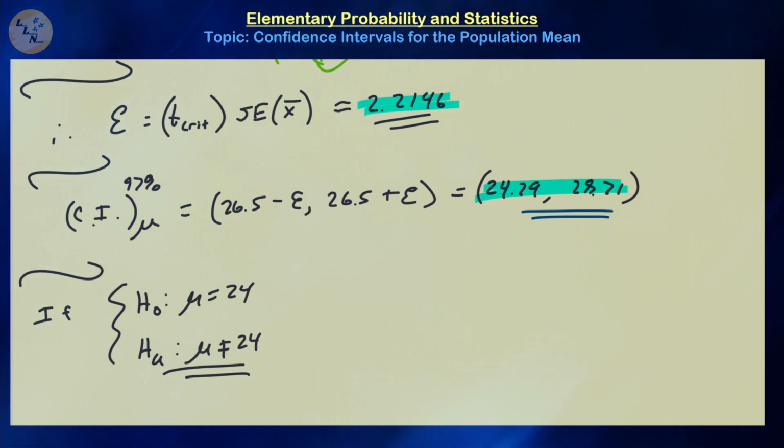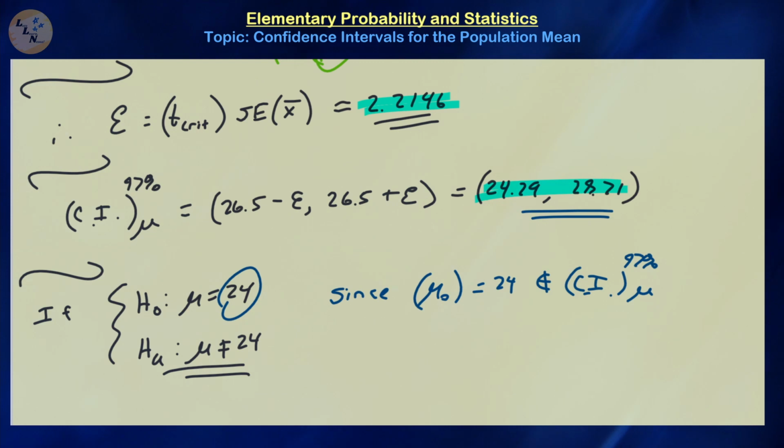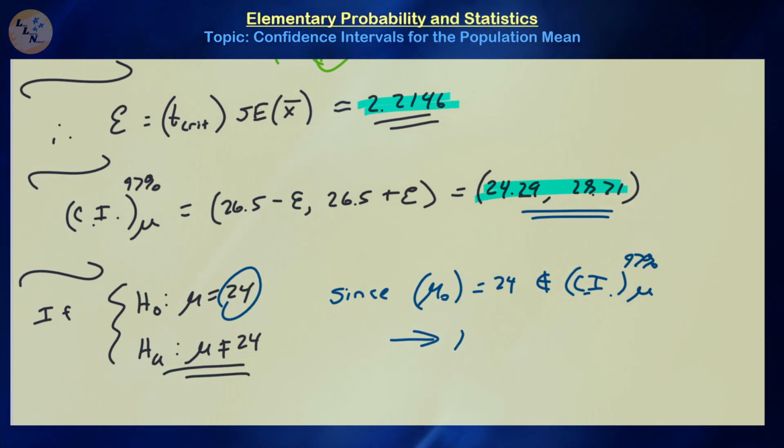So since the claimed value of mu, which is 24, does this lie in the confidence interval? No. It does not belong to our 97% confidence interval. Therefore, will we reject or fail to reject the null hypothesis? Since this value is slightly below the lower boundary, we're going to be rejecting the null hypothesis.